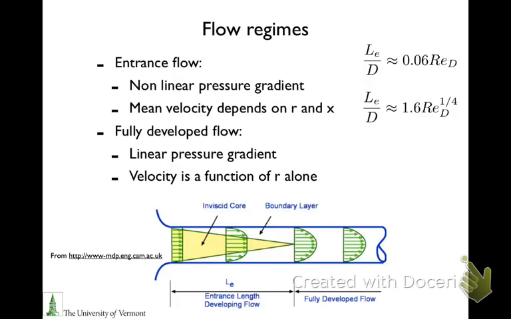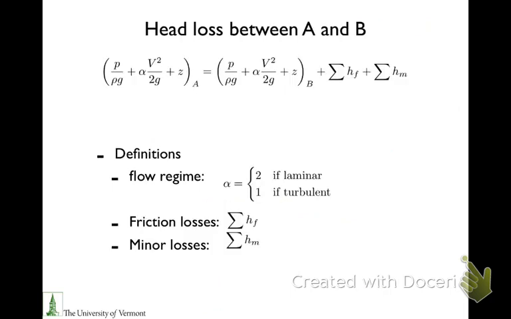Once equipped with the knowledge of your flow regime, you can determine the length of your entrance flow. Remember that the entrance flow is that region where the boundary layers grow and eventually merge. If you have a laminar flow, you're going to use this correlation, and if you have a turbulent flow, that will be the second correlation. We will see in just a minute why we need this information.